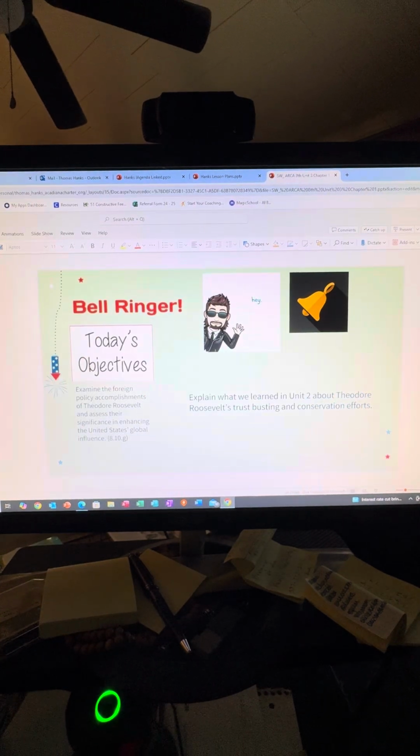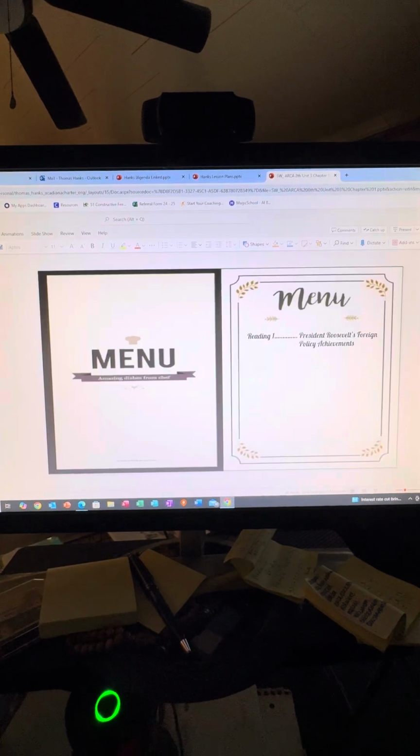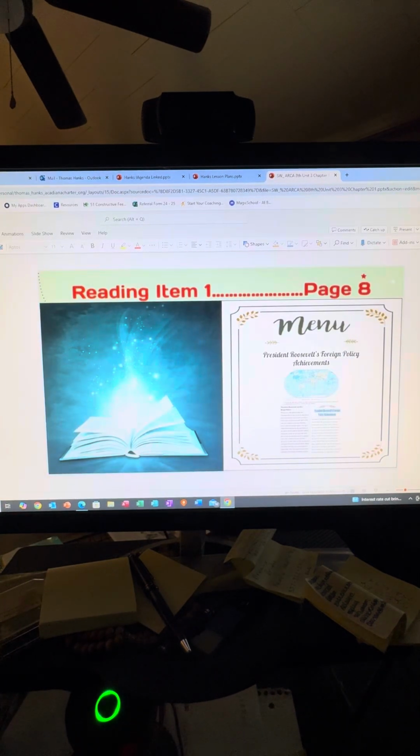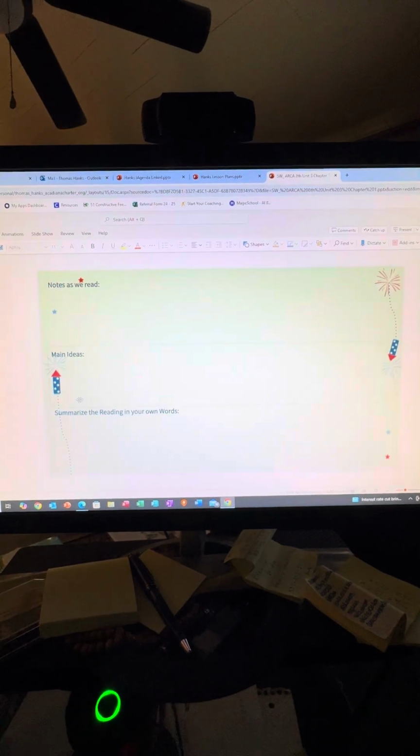Our objective for the day: explain what we learned in Unit 2 about Theodore Roosevelt's trust busting and conservation efforts. And our reading: President Roosevelt's foreign policy achievements. Simple little reading. No primary resource to go with it because that has its own lesson in the next one. And our menu item: give me the who, what, when, where, why, how for the main ideas.